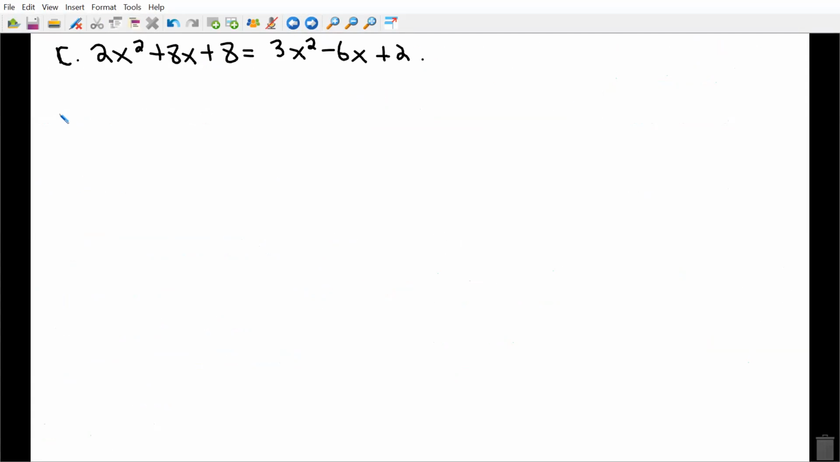I need to have all equal terms together. Okay? Together. So, I want to have my 2x squared along with my 3x squared, and I want to have my 8x along with my negative 6x, and I want to have my plus 8 along with my plus 2. Okay? Yes, guys?